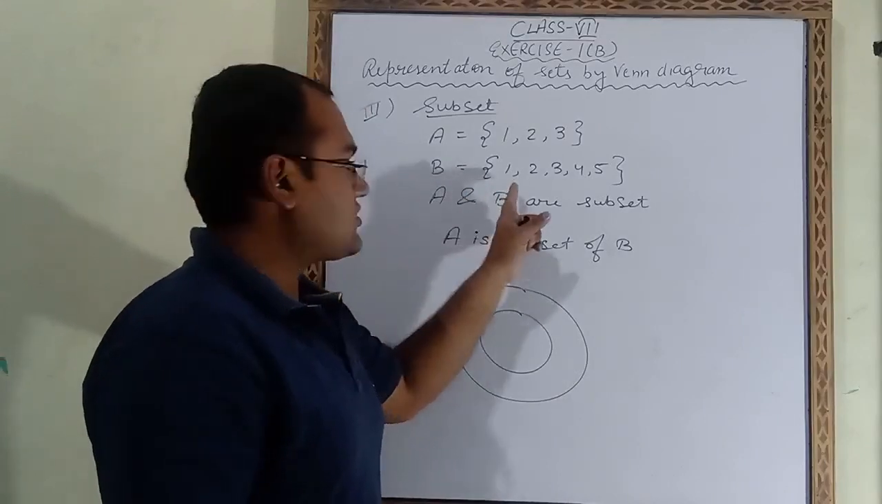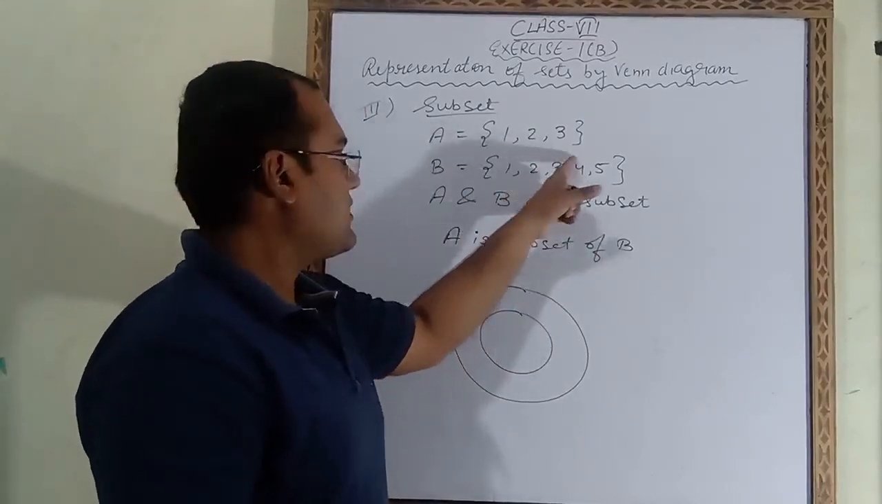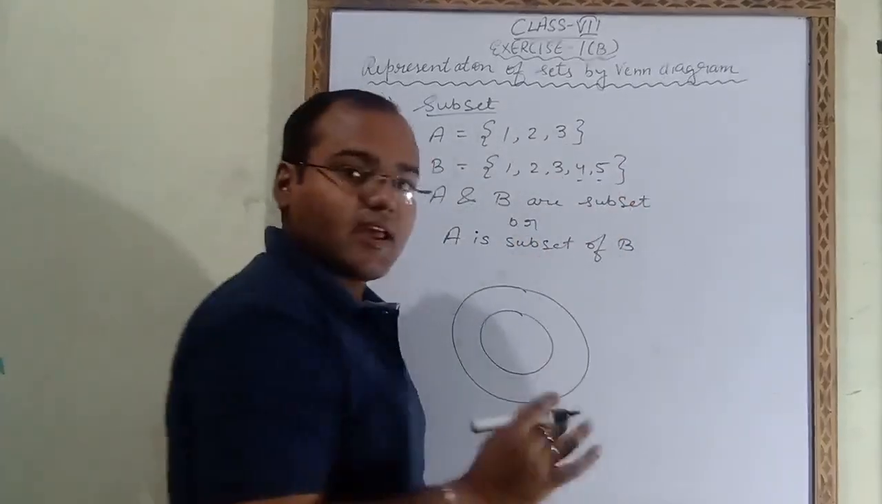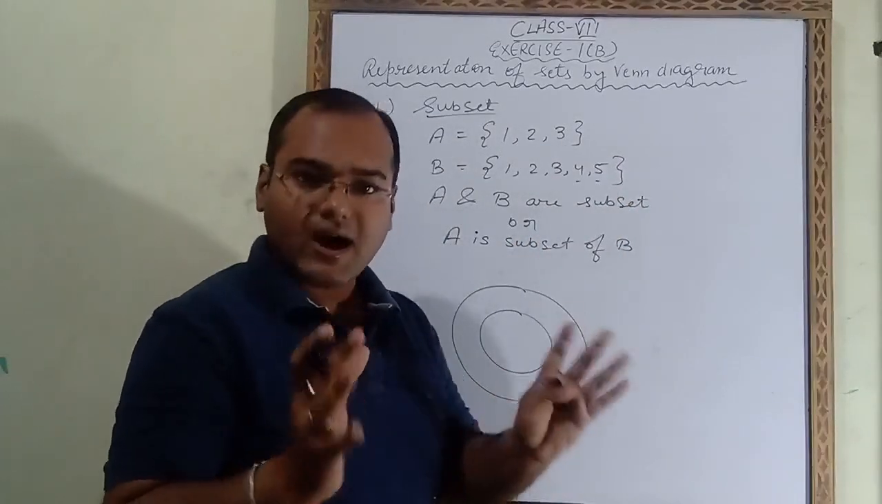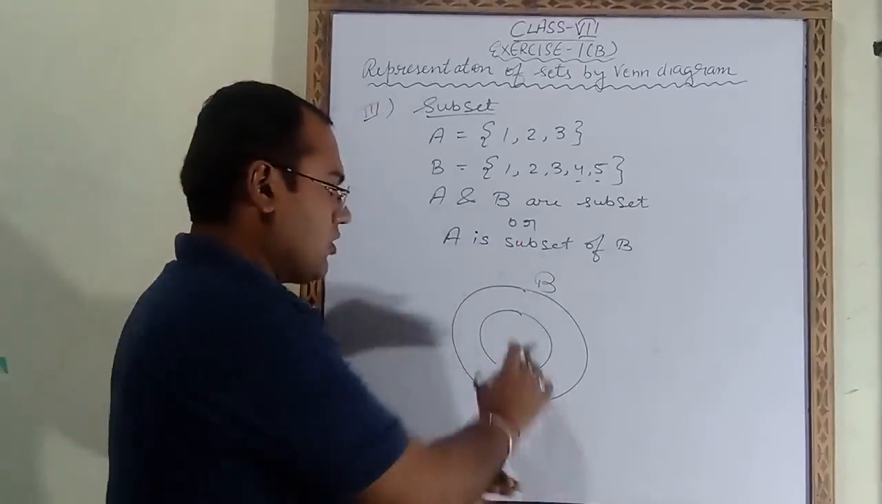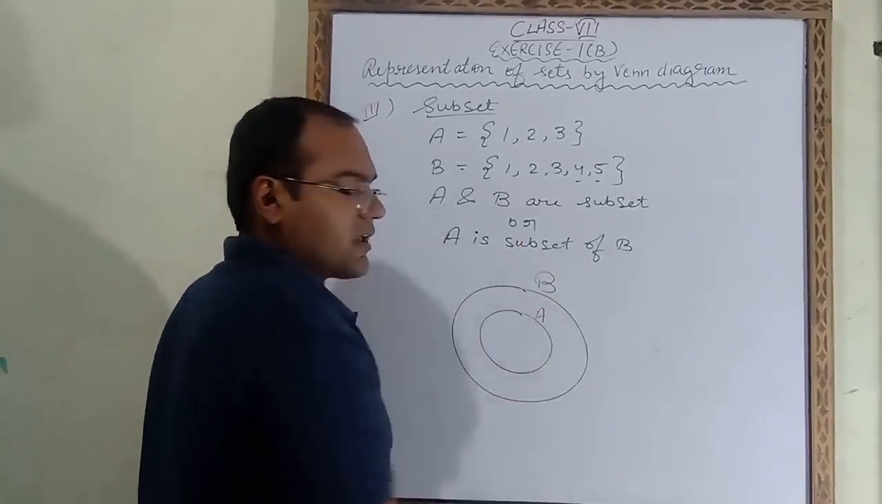In B set extra elements are there. Here it is 1, 2 and 3, but in B 1, 2, 3, 4 and 5. These two elements are extra. That means B set is large. So large circle will be B and smaller circle will be of A.